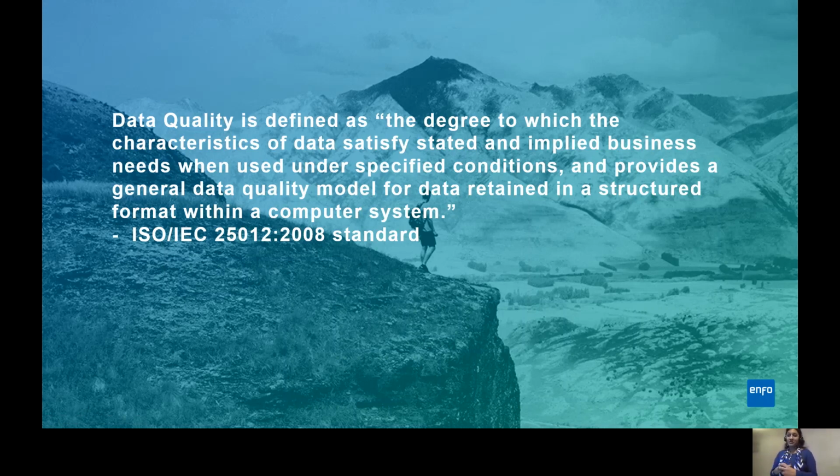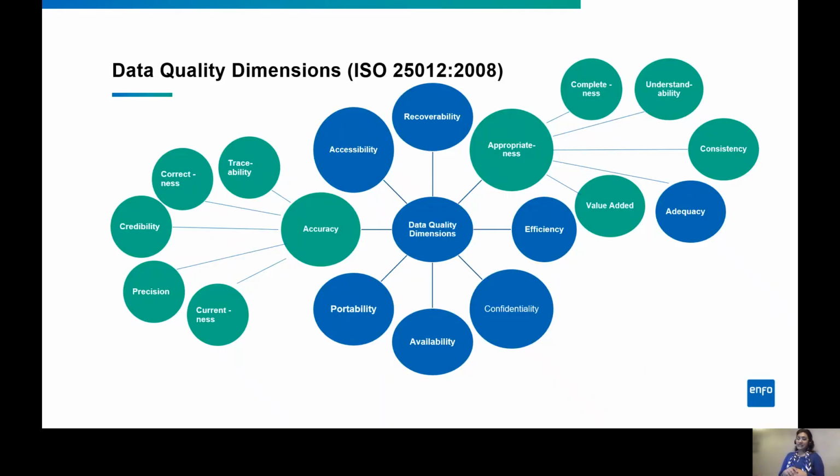We even have international standards, and what I have here is ISO 25012. It talks about the data quality model, how you would put it, mostly for structured data in a computer system. If you take a further look into it, you will see that the standard specifies different data quality dimensions like accuracy, accessibility, recoverability. The things on the inner circle are the broad categories. And when we talk about accuracy, how accurate is your data, you can further subdivide it into precision, currentness, credibility, traceability, and so forth.